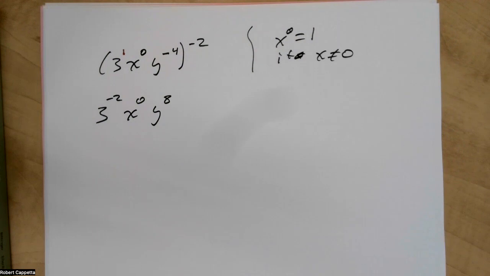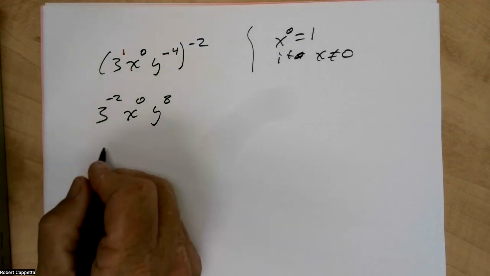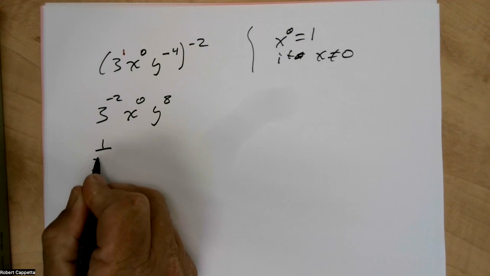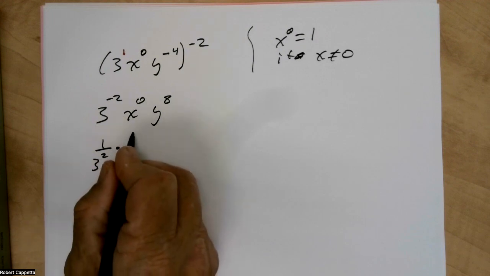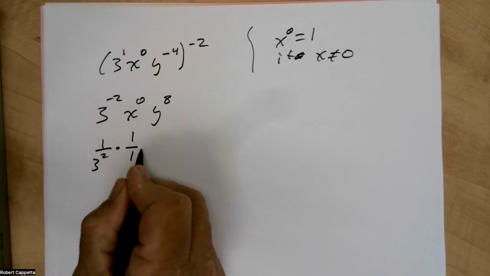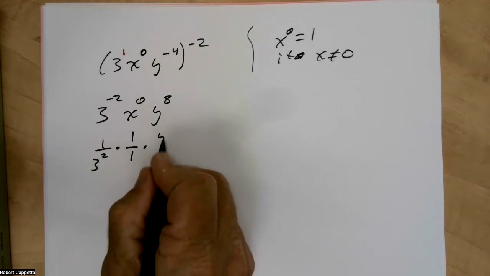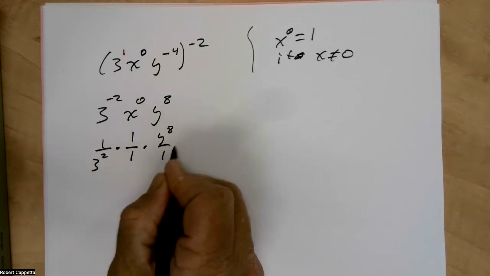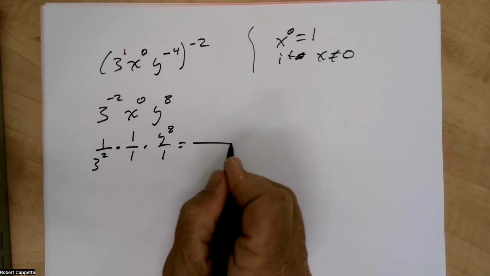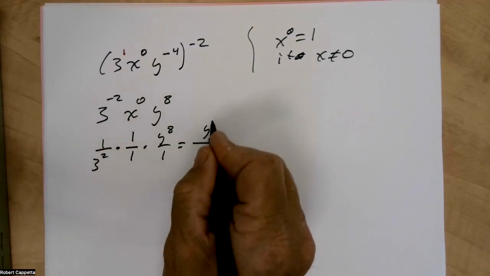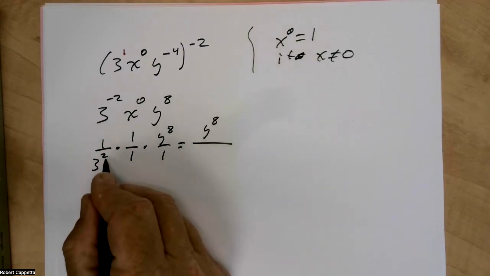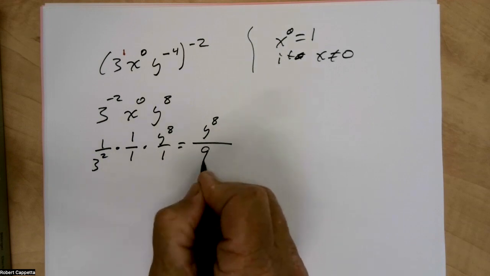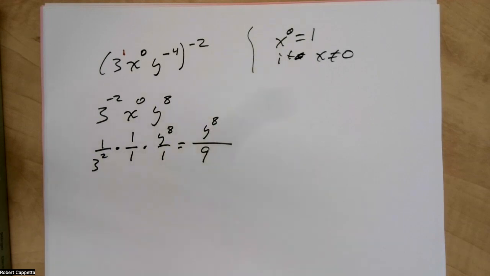And then what does that mean? What does that represent? 3 to the negative 2 means 1 over 3 squared. X to the 0 is just 1, if you want 1 over 1. Y to the 8th is y to the 8th over 1. Put all that together, what's left upstairs? 1 times y to the 8th. What's downstairs? 3 times 3, 9 times 1 over 9 is where that goes.